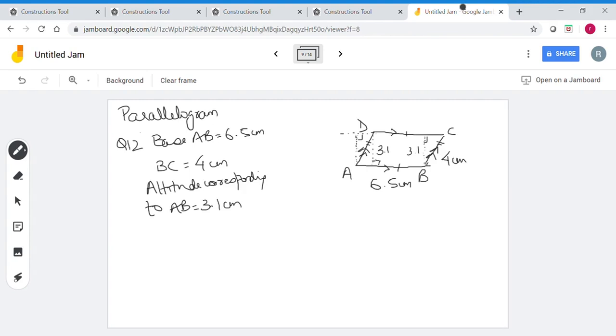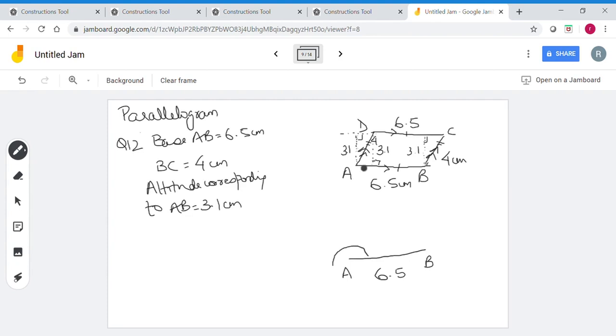So we know the basic diagram. Let's see how we will make it. If this is 6.5, this is also 6.5. If BC is 4, then AD is also 4. So let's do a rough diagram. What can we do? We will start with making AB because we know the length. Then we need to make the perpendicular, which is our height. So let's make a height at A so that this is outside the figure.